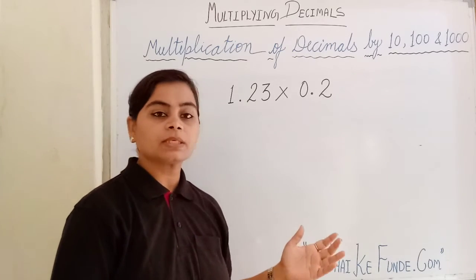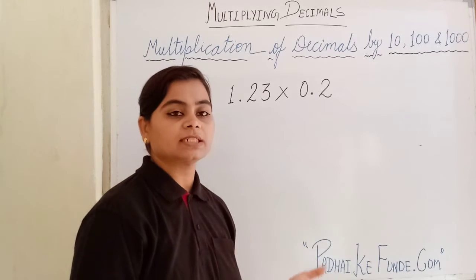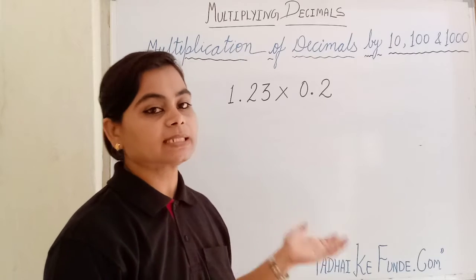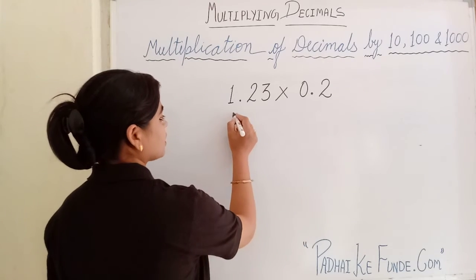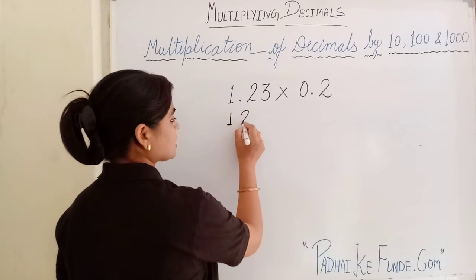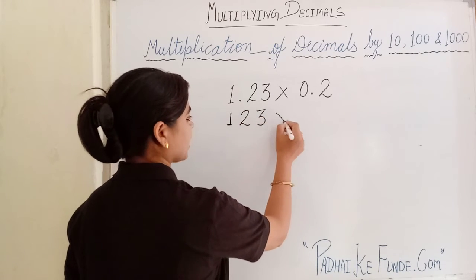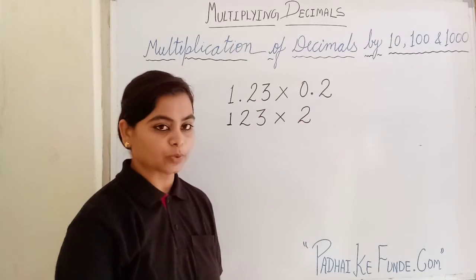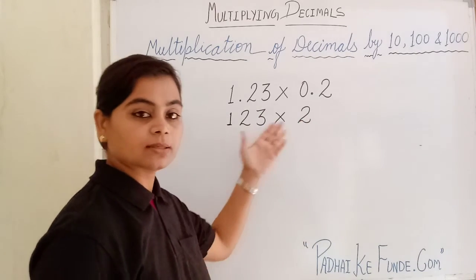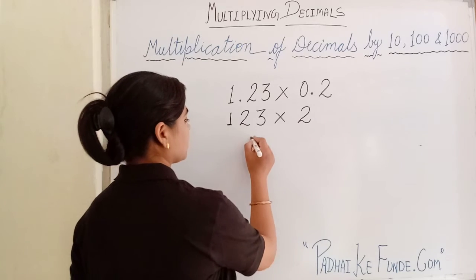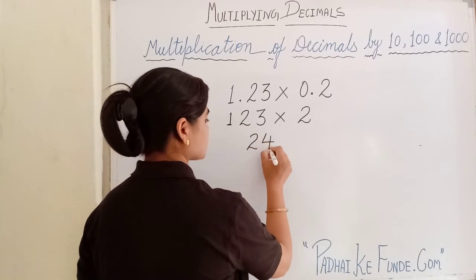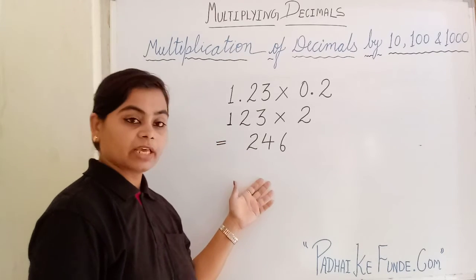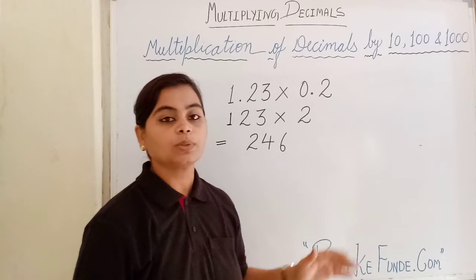To multiply them, the simplest method is to consider as if no decimals were there and multiply them as simple whole numbers. So, if I write these numbers without decimals, I get 123 into 2. 02, that is 2 only. So, when 123 is multiplied by 2, then we get 246. This way we have multiplied the numbers simply without decimals.